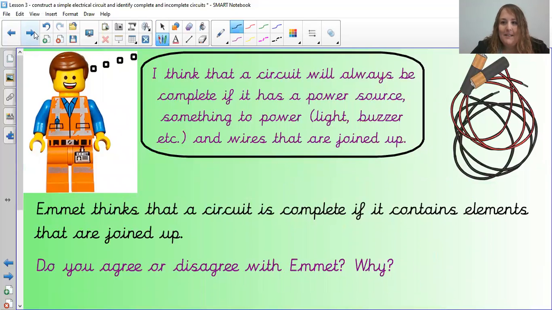Okay, Emmett here. I think that a circuit will always be complete if it has a power source, something to power, a light, a buzzer, etc., and wires that are joined up. Emmett thinks that a circuit is complete if it contains the elements that are joined up. Do you agree or disagree with Emmett, and why? Hopefully it'll be similar to your answer from the previous page. Okay, just something to think about.